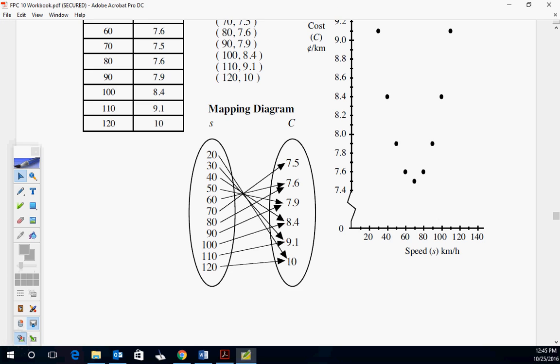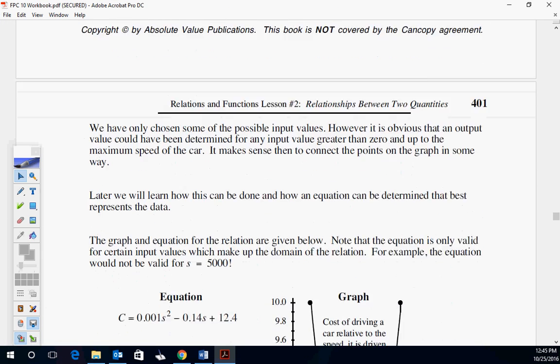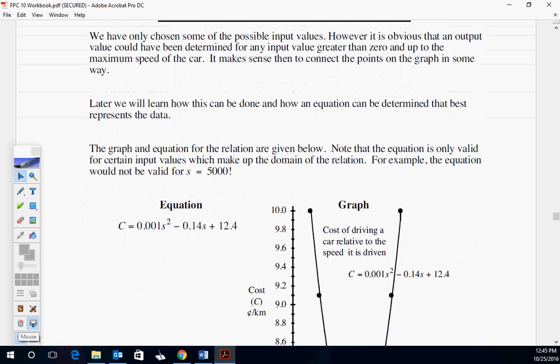Okay? All right, so then if we keep going here, we only chose some of the possible input values. However, it's obvious that an output value could have been determined at any input value greater than 0 up to the maximum speed of the car. So the car doesn't have a maximum speed? It can't go 1,000,000 kilometers an hour. So there will be a top out, okay, in terms of the fastest it can go.